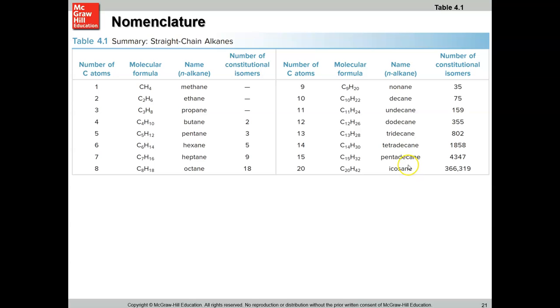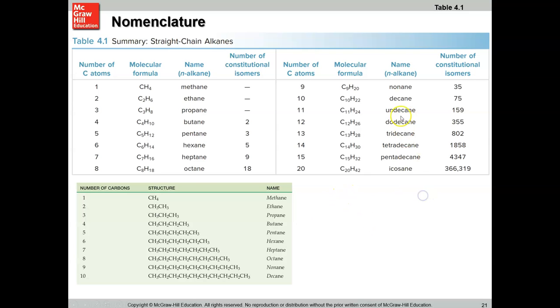You don't need to memorize all of these. I would say up to 10 would be helpful, because then when we're naming things, you're able to do that without taking a long time to figure it out. So I would say you will want to memorize these: methyl, ethyl, propyl, butyl, pentyl, up to decane.